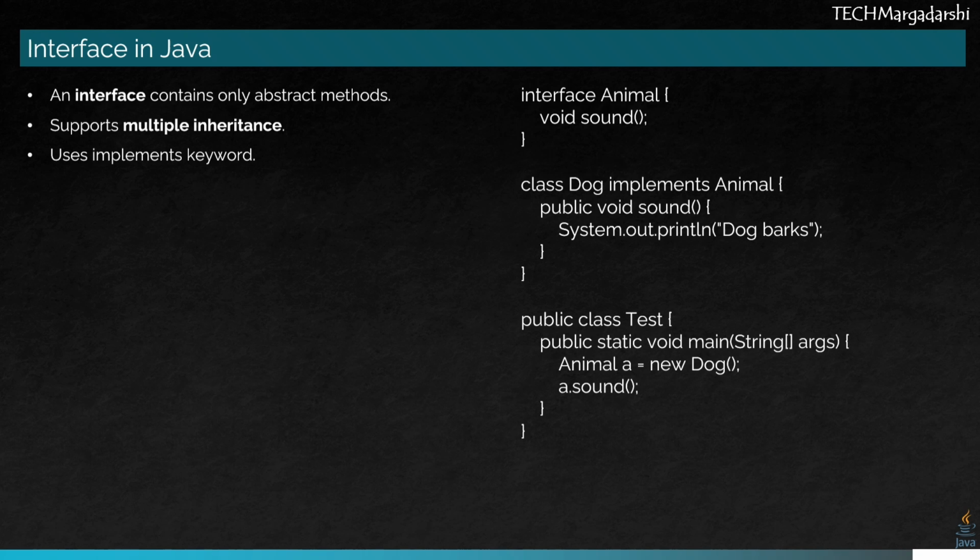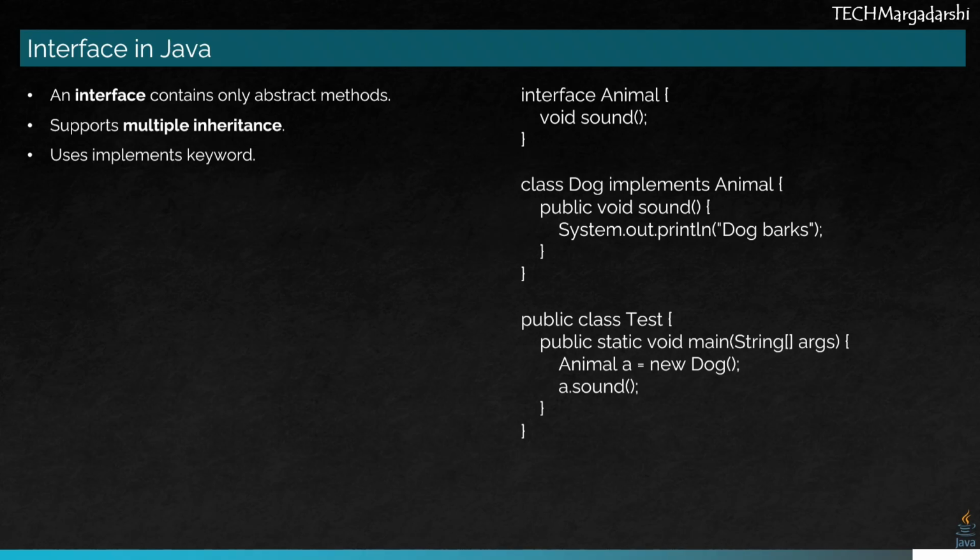Interface example. Here, we have an interface called animal. Inside this interface, we define a method called sound. This method has no body. Any class that implements this interface must provide its own implementation. Implementing the interface.